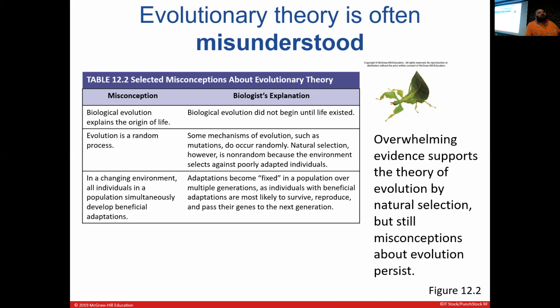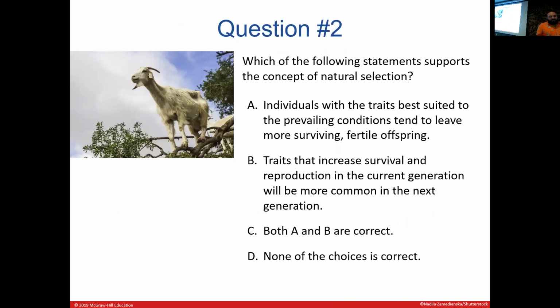Ultimately, if I hear you say evolution is a theory, though, we're going to have issues. All right. So which of these following statements support the concept of natural selection? A, individuals with the traits that are best suited for prevailing conditions tend to leave more surviving fertile offspring. Or B, traits that increase survival and reproduction in the current generation will be more common in the next generation. Then either both are correct or none are correct.